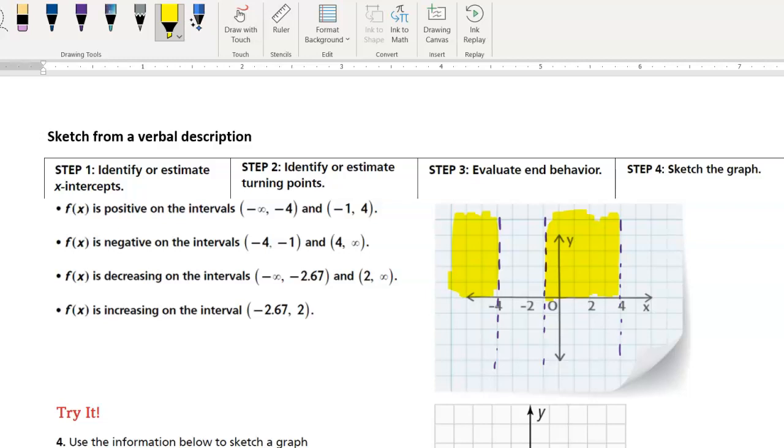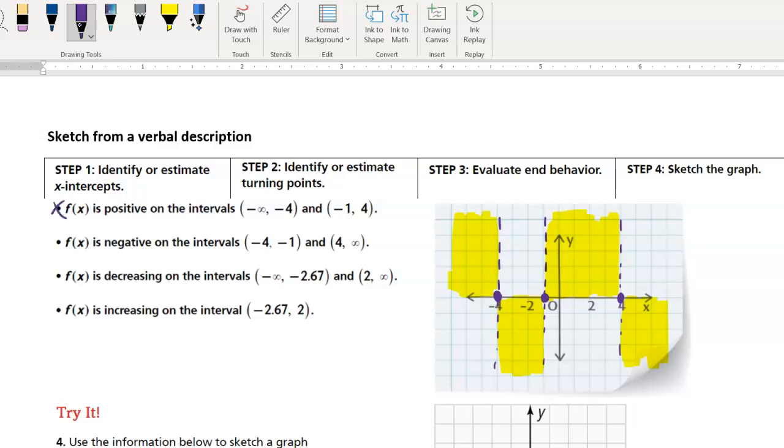It's going to be negative from negative 4 to negative 1, which makes sense. It'll be negative in that region, and then from 4 to infinity, it'll also be negative. So I know the graph is going to run through those regions. Now, let's go up to the top there and go through the different steps. So the first step is identify or estimate the x-intercepts. This tells me that these are where my x-intercepts are going to be, because in between those, that is where it's going to cross into the different regions. So that's where it's going to hit the x-axis. So I know those are my x-intercepts.